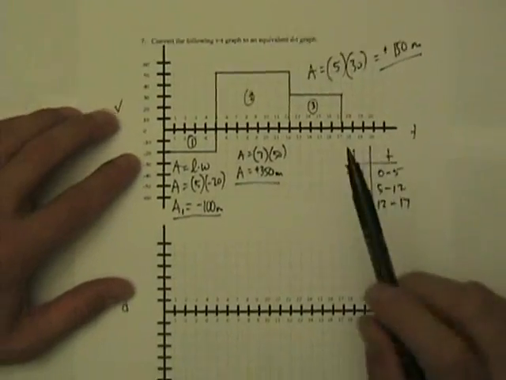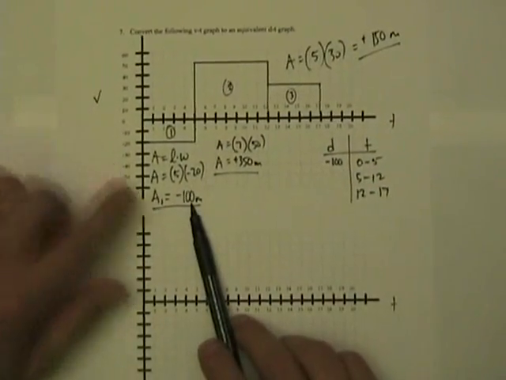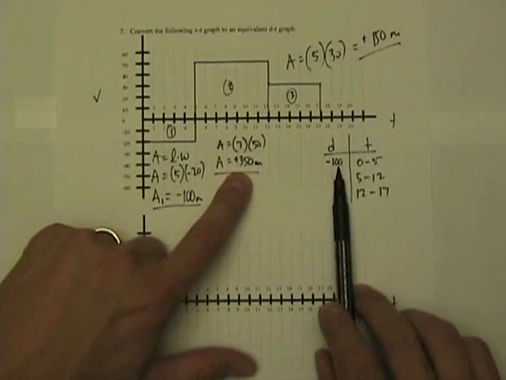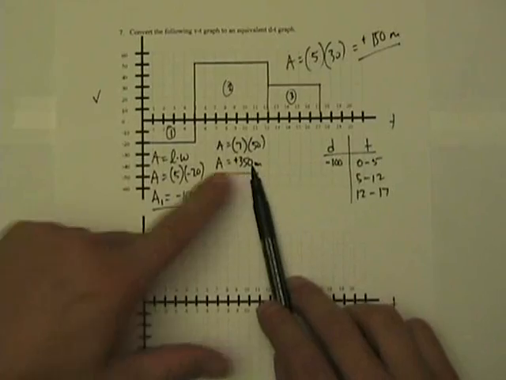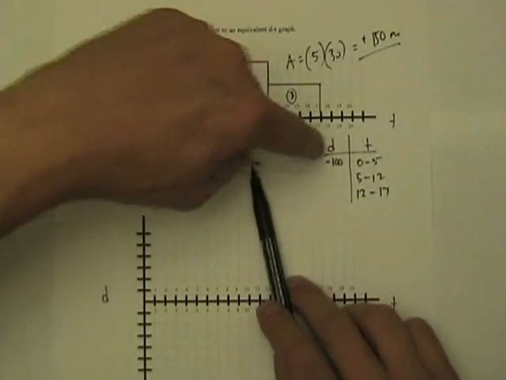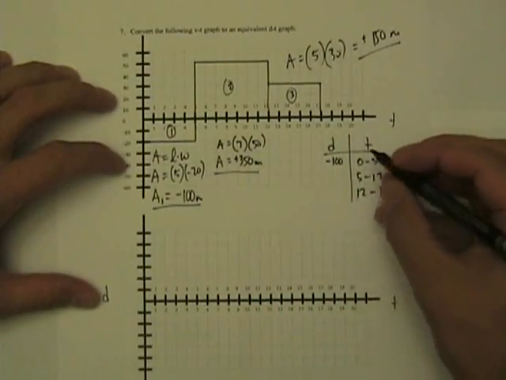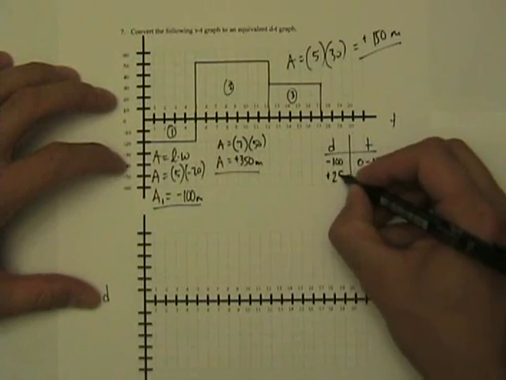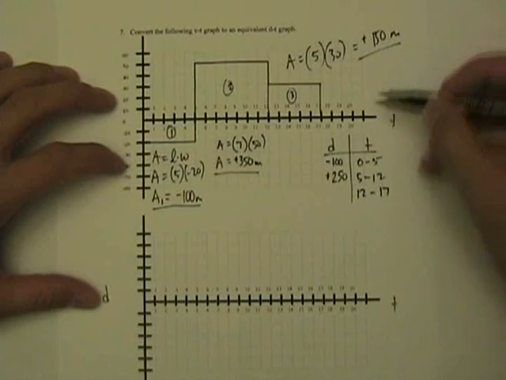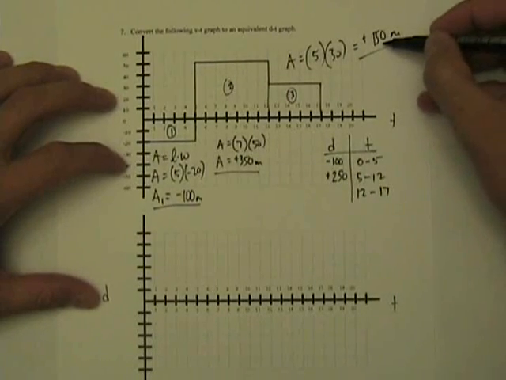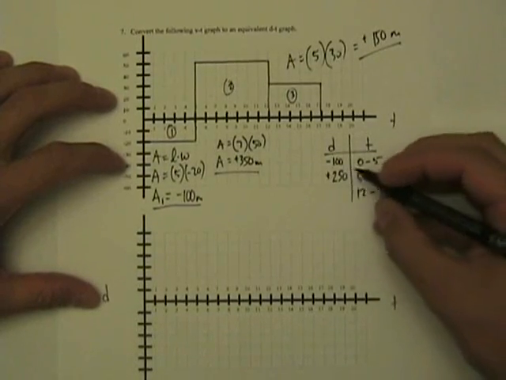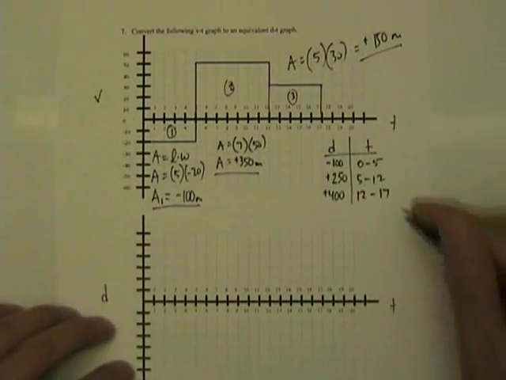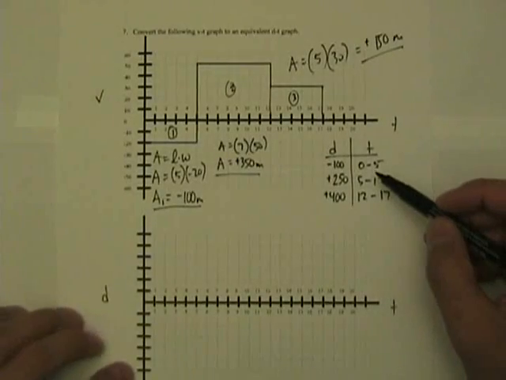Okay, now here's the trick on VT graphs. Your first area, you go minus 100. The next one, you go an additional plus 350, but on your DT graph, you're going to continue from there. So actually, minus 100 plus 350 is going to be plus 250. And then for your last one, you're going to go to this 250, add on the extra 150, and you're going to be at positive 400. So there are your displacements and the time frames.